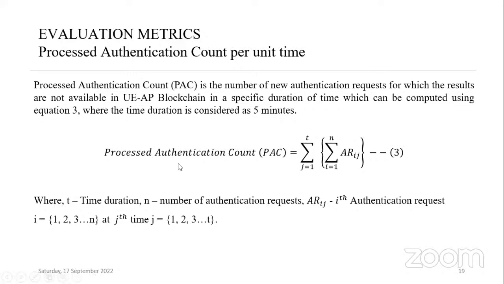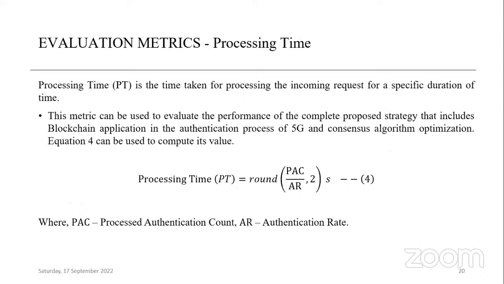Based on this, we are getting the values of processed authentication count and processing time. This is the whole time it is taking to process the request from UE, user equipment, till the service is delivered to the user equipment, the whole processing time.